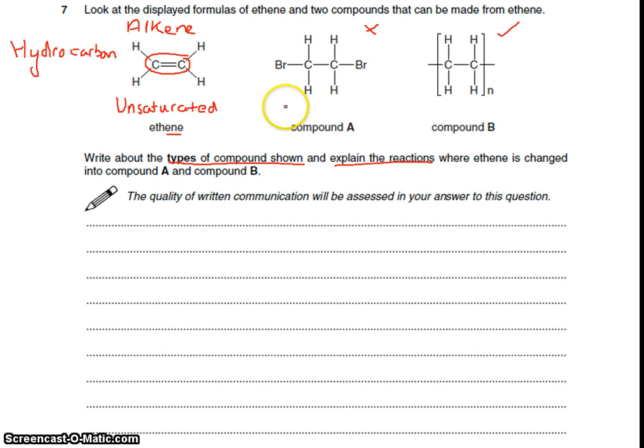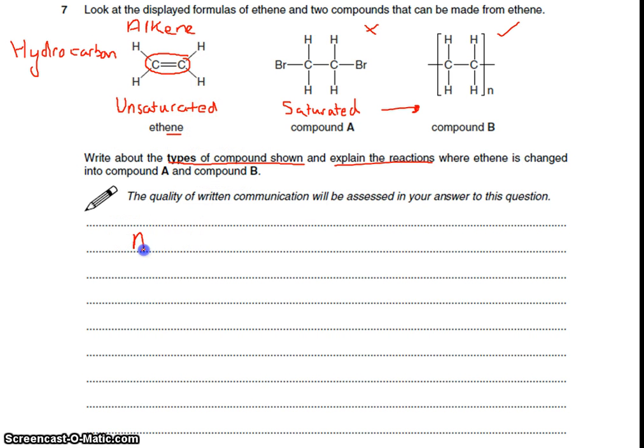Now, compound A is the opposite of that. Compound A is an example of a saturated compound because it only contains single bonds. The same is also true for compound B. It's also saturated. Now, in terms of how we change ethene into these two molecules, compound A, what's happened is we've added bromine to the ethene, and the double bond has been removed. Now that's the test for double bonds, or the test for unsaturation.